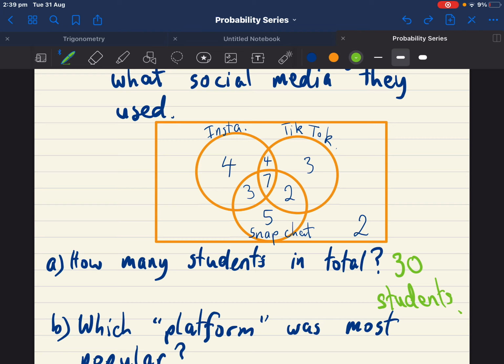And likewise, with some of those other numbers in the middle, they may belong to a couple of the circles, but not the third. And some of the numbers only belong to one circle. So, for example, this 4 over here, that was 4 students that only use Instagram, right? So they weren't a part of the TikTok set of data, and they weren't a part of the Snapchat set of data. So that's what the numbers mean.